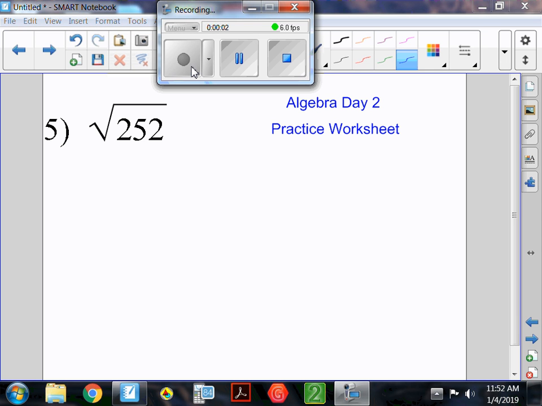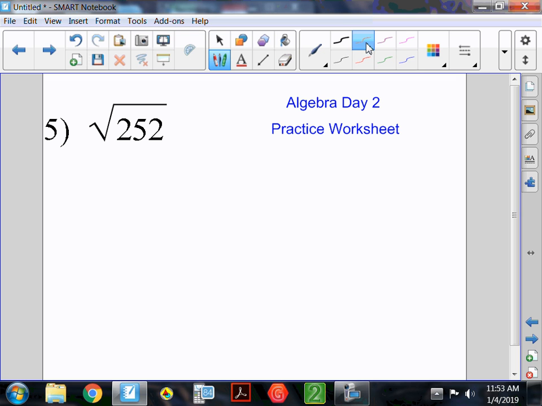Okay, this is Algebra Day 2 practice worksheet number 5, the square root of 252. It's one of the larger numbers that we've worked with, and it's not one that is just easily known to everybody on what to divide by. So I'm going to use the strategy of coming up with a list of options off to the side.